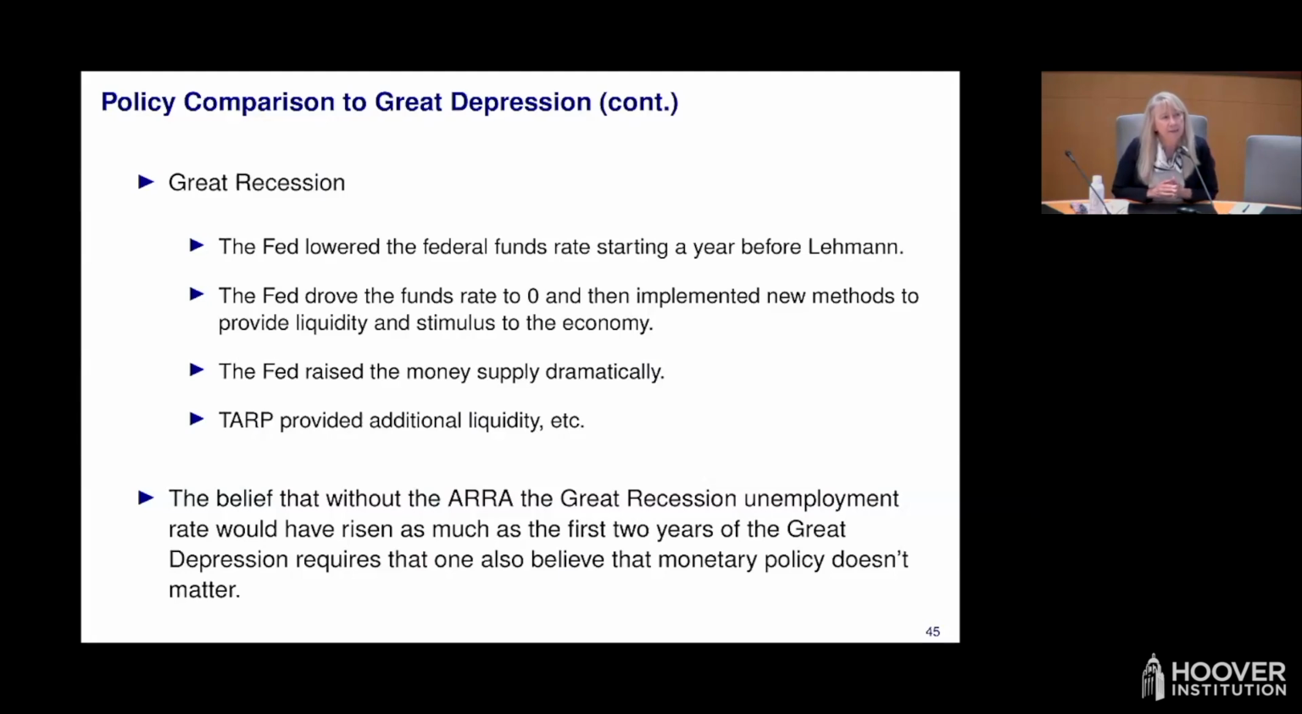So what we conclude is that the belief that without the ARA, the Great Recession unemployment rate would have risen by as much as the first 18 months of the Great Depression requires that one also believe that monetary policy doesn't matter, because we're talking about dramatically bad monetary policy. And then we're talking about a chairman of the Federal Reserve during the Great Recession who apologized to Milton Friedman for that bad monetary policy on the part of the Fed, Ben Bernanke, during that famous quote, who did everything possible to prevent a Great Depression. And yet that counterfactual suggests that the unemployment rate would have gone up the same amount.